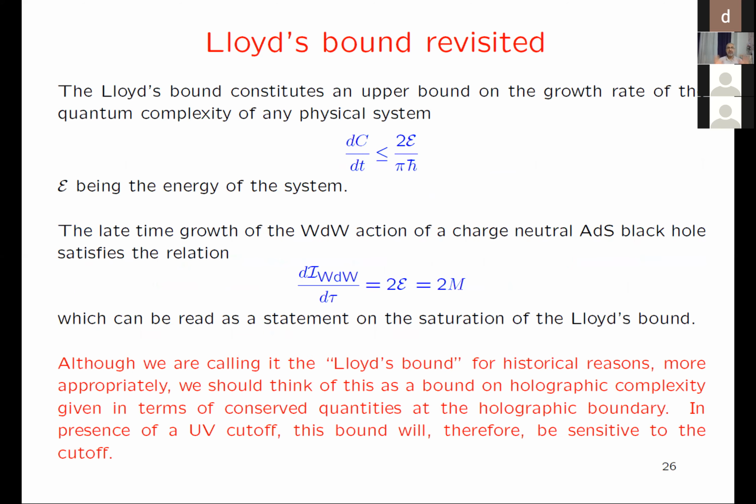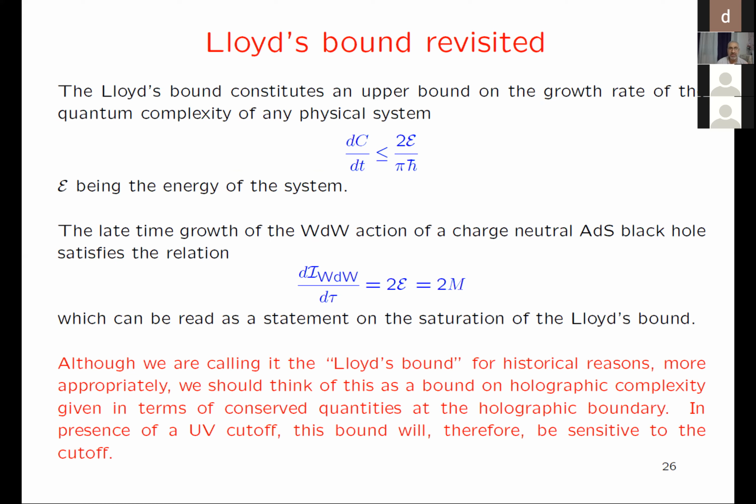So let me give a general review of the Lloyd bound. The Lloyd bound gives an upper bound on the growth rate of the quantum complexity of any physical system, which tells you that the complexity growth is smaller than twice the energy of the system. In the context of holography, at late time this inequality saturates, and what we get, as I showed you, is that the action growth or complexity growth at late time is given by twice the mass of the black hole.